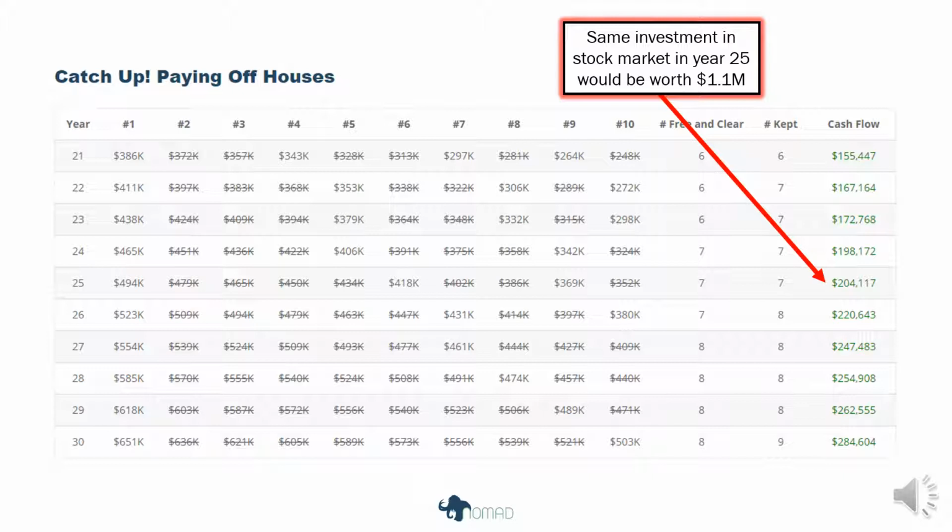The other interesting thing is if you had not paid off these properties, if you had not actually sold some and paid some off to make them free and clear, in year 25, your cash flow, if you had just run the normal Nomad model, would be about $120,000 per year. So you've increased cash flow by about $80,000 per year by selling off some properties and consolidating. Okay? So if you need to catch up, look at this table and figure out where you need to be, and then you can work the math backwards.